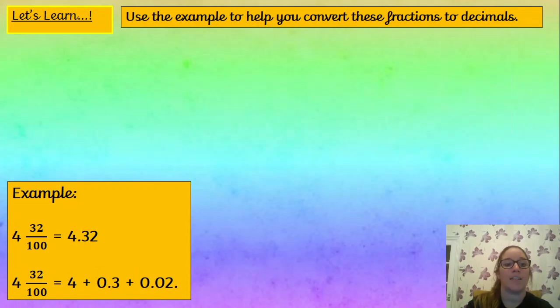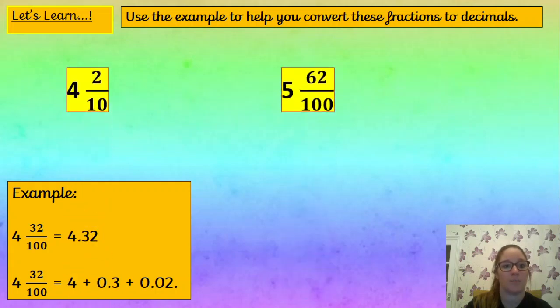Okay, now let's do the same thing, but we're going to do it the other way around. We're going to convert the fractions to decimals. Okay, so here are your fractions. So again, there's an example down the bottom. So if our fraction is 4 and 32 hundredths, it's going to be 4.32, and in expanded form it's going to be 4 plus 3 tenths plus 2 hundredths. Remember, when we're doing our hundredths, okay, it's 2 spaces after the decimal. The tenths is just 1. Again, pause the video, have a go at those, and come back for the answers.